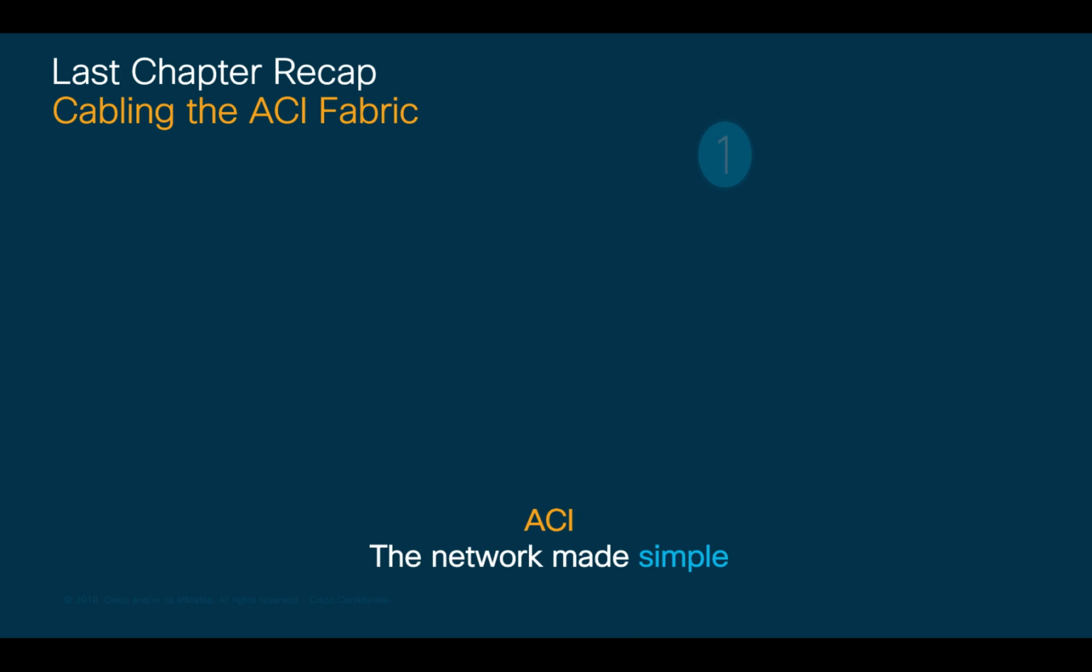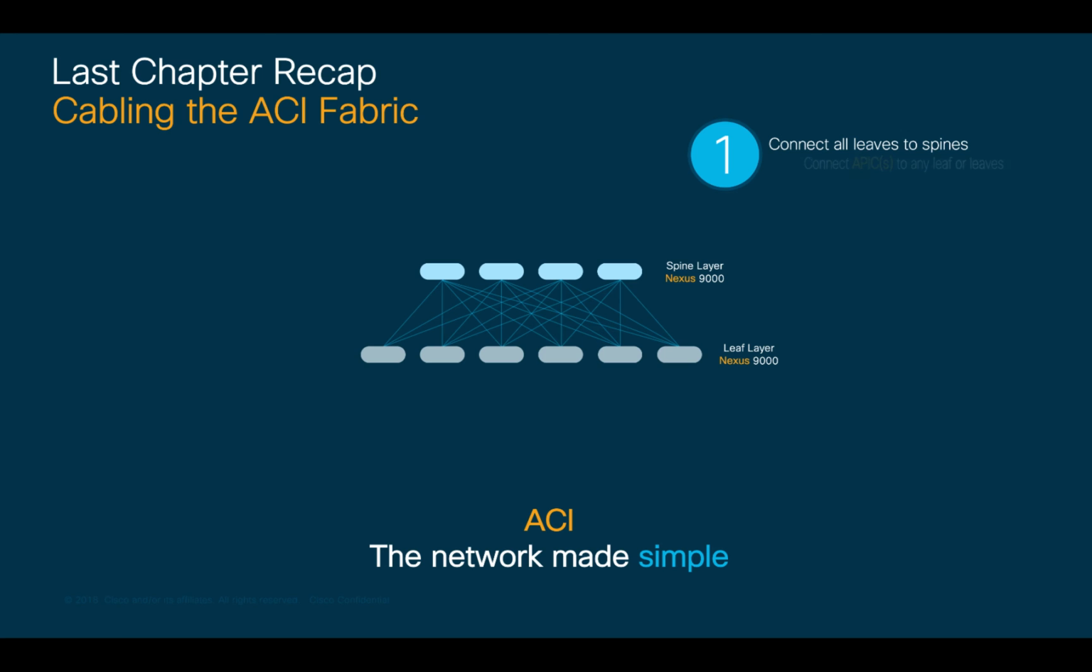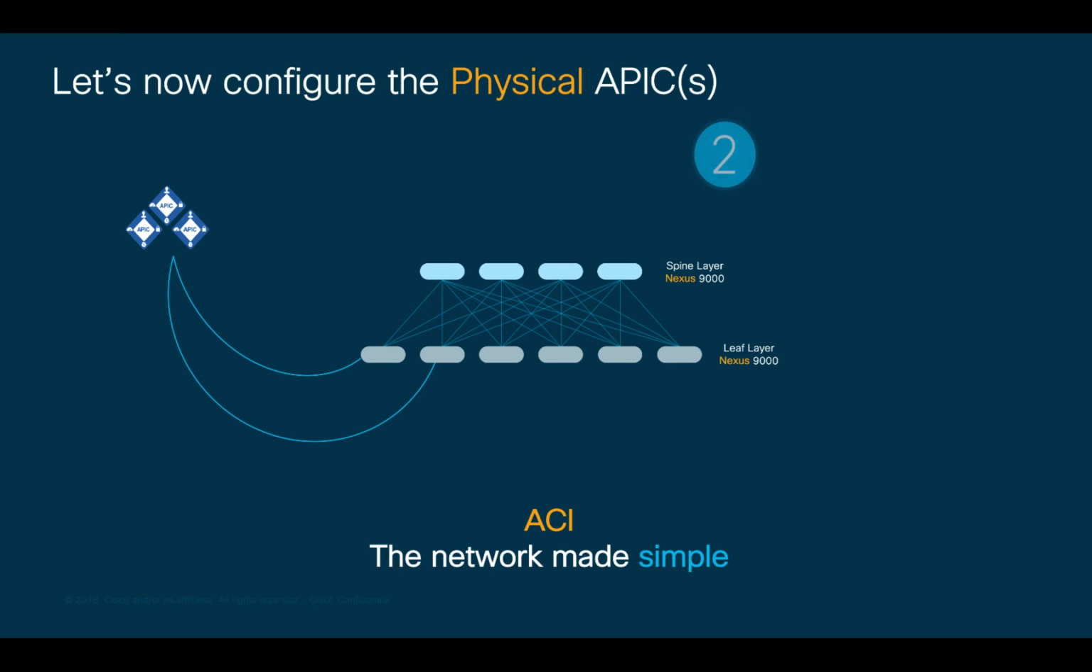In the previous chapter, we learned how to cable an ACI fabric. We basically connect all leaf switches to all spines, and then connect the physical APICs to any of those leaves to allow switch auto-discovery. Today we will perform the initial setup of those APICs by consoling into each of them. Instead of connecting to every switch like in traditional networks, we only need to connect to the APIC or APICs once, and then we'll let ACI do its magic with auto-discovery as we will see in the next chapter.